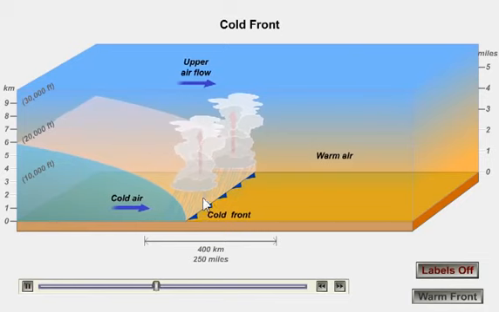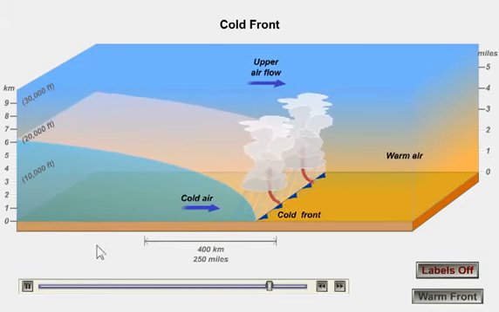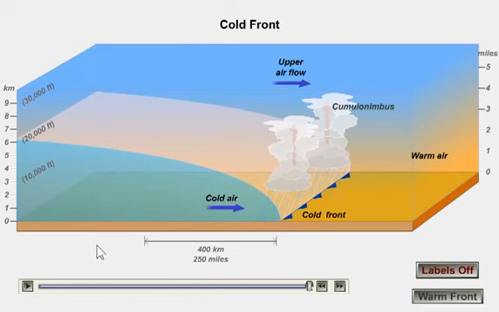So it might pour rain for a short time, but then quickly, usually within an hour or so, the front will have moved on. So a cold front is where the cold air pushes underneath the warm air, and you have high rainfall and usually intense thunderstorms.